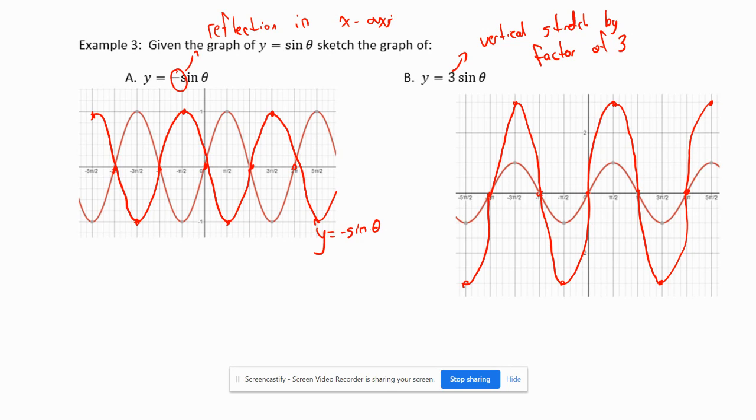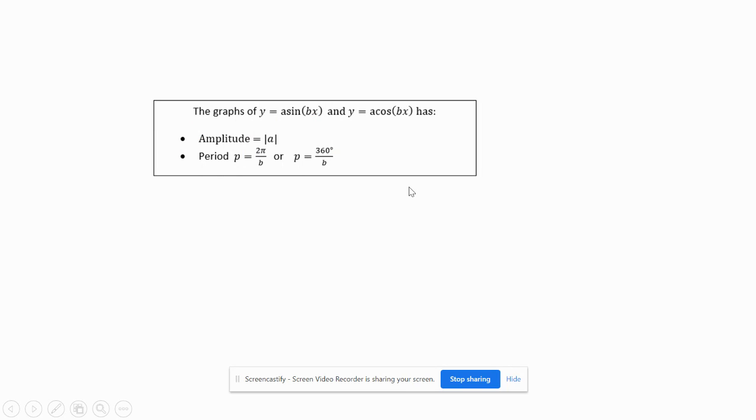So notice over here, the amplitude of this graph is still 1. Whereas the amplitude of this graph is now going to be 3. Okay, so I'm just putting over here below it: amplitude equals 1, whereas this one is amplitude equals 3.